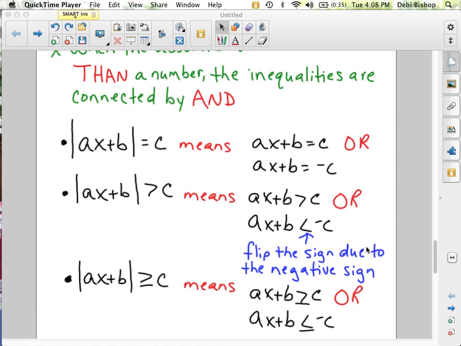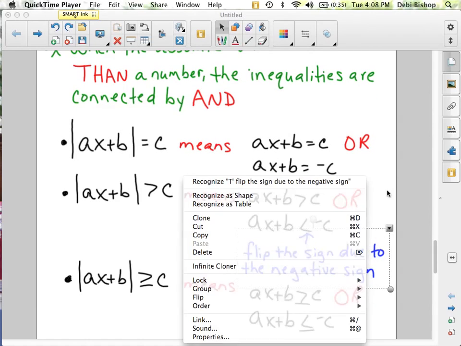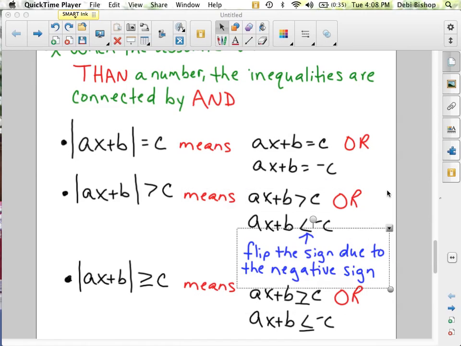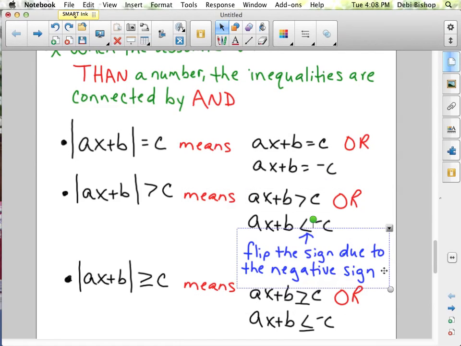The absolute value of ax plus b is greater than or equal to c means ax plus b is greater than or equal to c, or ax plus b is less than or equal to c. So again, we're going to do some problems here, and you'll see that when we have our greater than signs and our equal signs, and graph them, they will be or graphs.